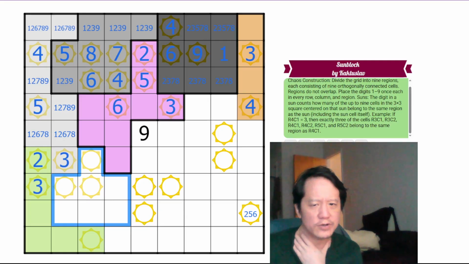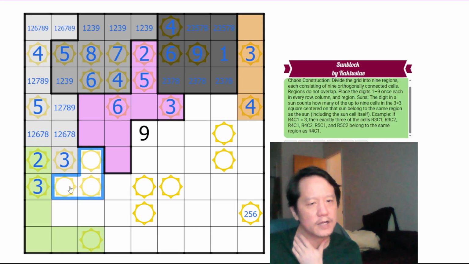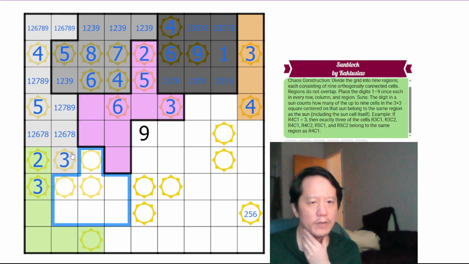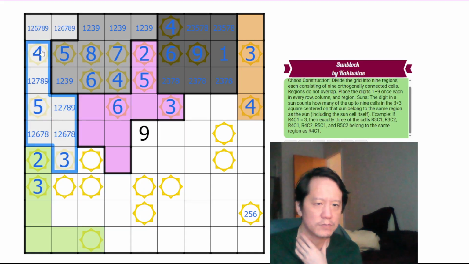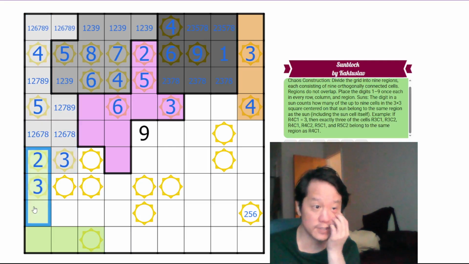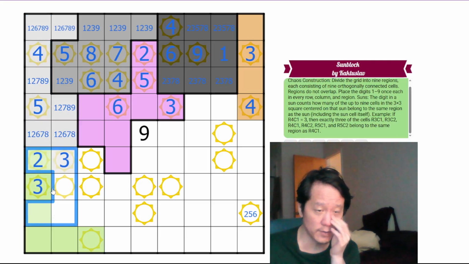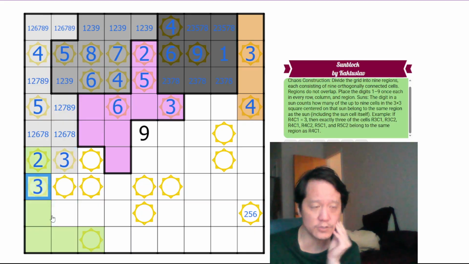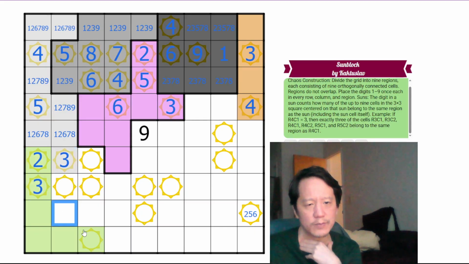I guess it could, actually. No, it cannot. And the reason why we know it cannot is because it would be trying to go here. This would be done as a region. This can only have 3 cells in the 3x3 box centered on it having in the same region. So this can't be part of the region.